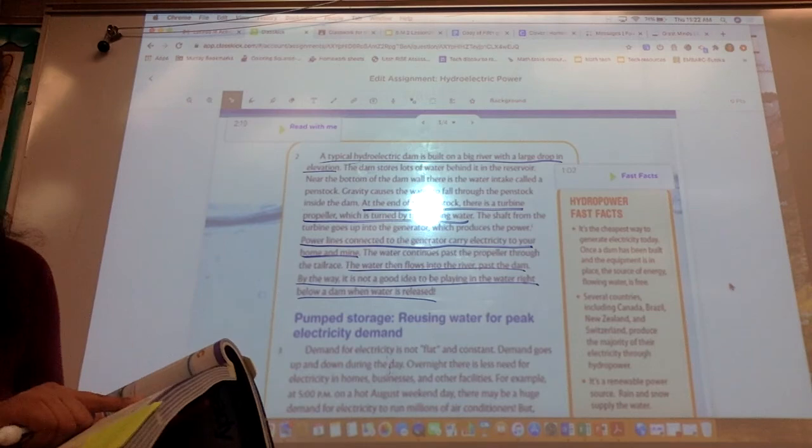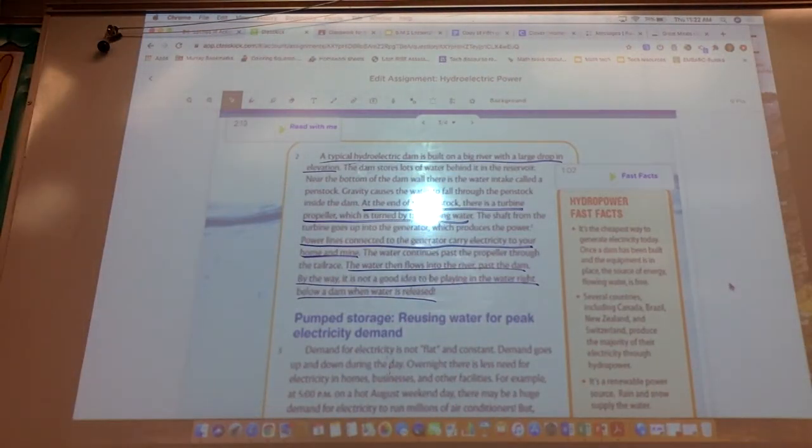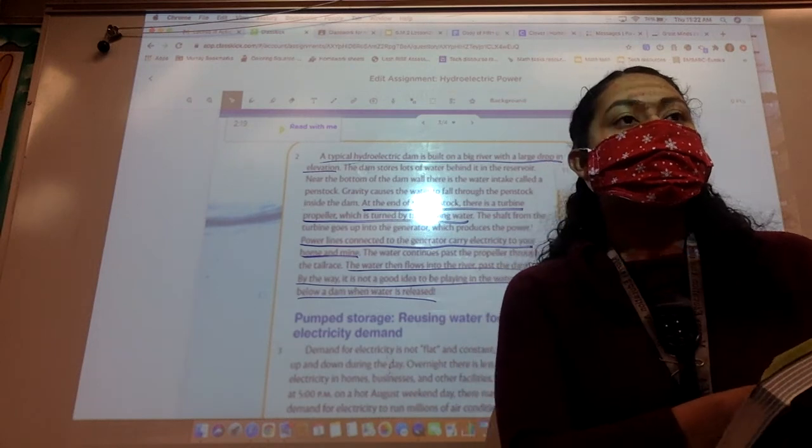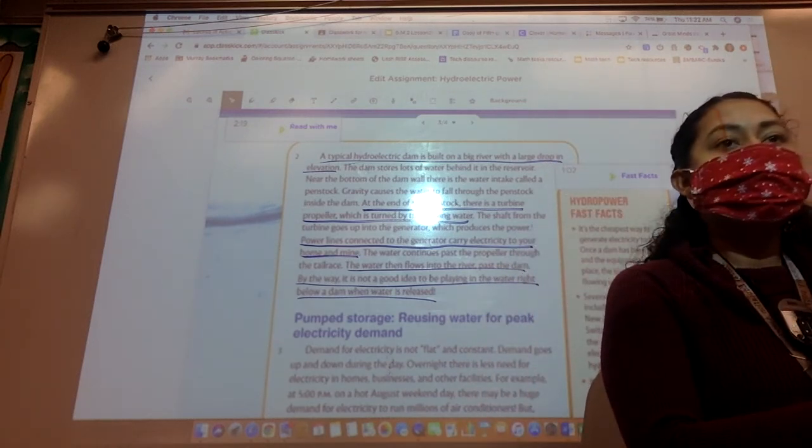Okay, let's keep going. Paragraph 3, ready? The next title, read it out loud, go. Pumped storage: meeting peak electricity demand. Good, okay. On paragraph 3, ready?